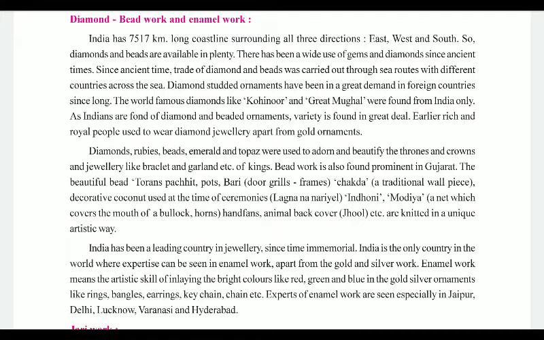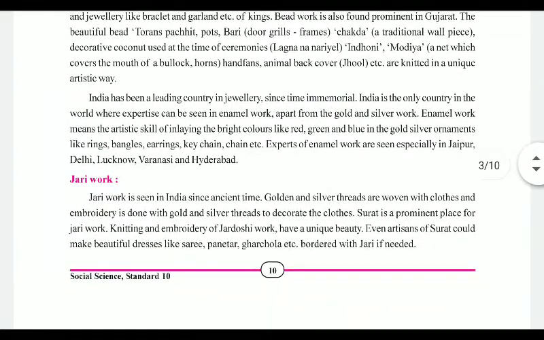India has been a leading country in jewelry since time immemorial. India is the only country in the world where expertise can be seen in enamel work. Apart from the gold and silver work, enamel work means the artist's skill of inlaying bright colors like red, green, and blue in gold and silver ornaments, like rings, bangles, earrings, keychains, chains, etc. Experts of enamel work are seen especially in Jaipur, Delhi, Lucknow, Varanasi, and Hyderabad. So we do have the people who put all these things into place very nicely.